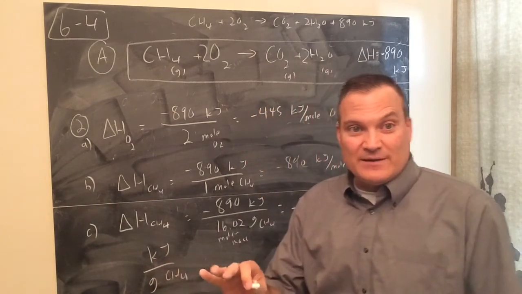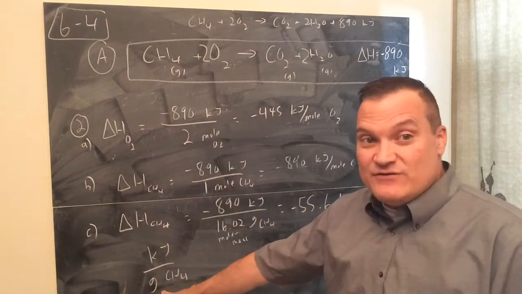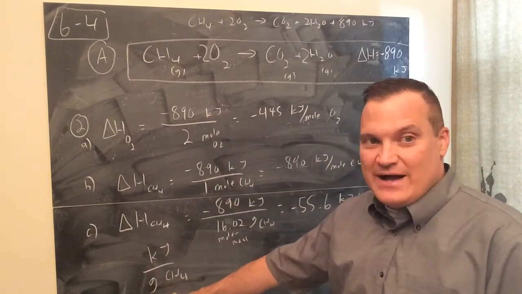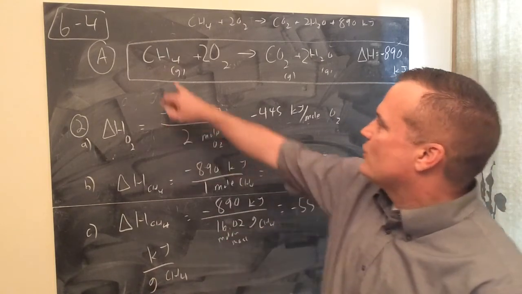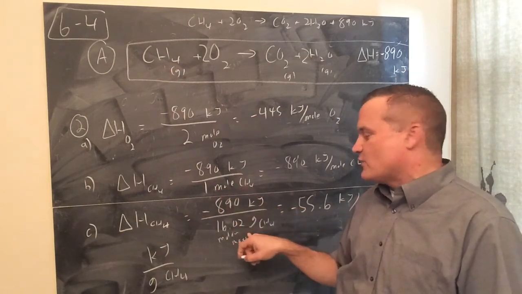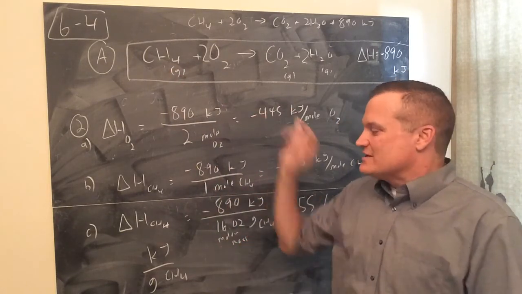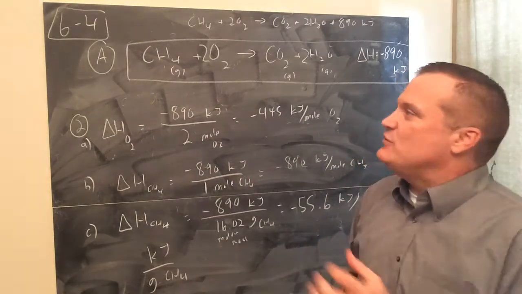So look at the problem, and if they gave you the number of kilojoules, like negative 890, and they gave you a number of grams, you would divide those two out, and that would give you the enthalpy change. Now, in this case, it was per 1 mole, so we used the molar mass. The 1 mole of CH4 weighs that. That will be true, stoichiometry. But usually what they do is they have you figure this out.